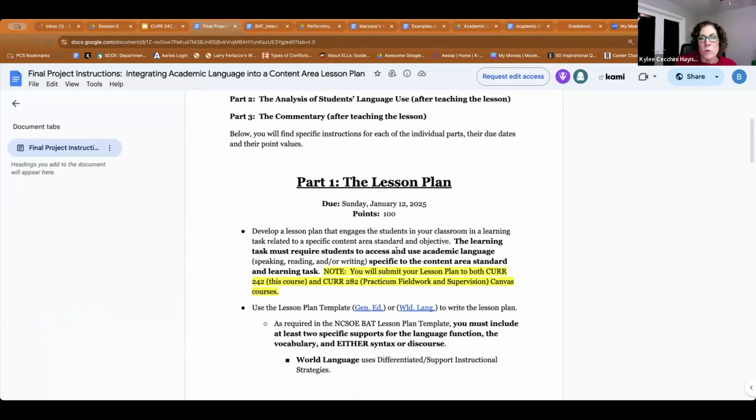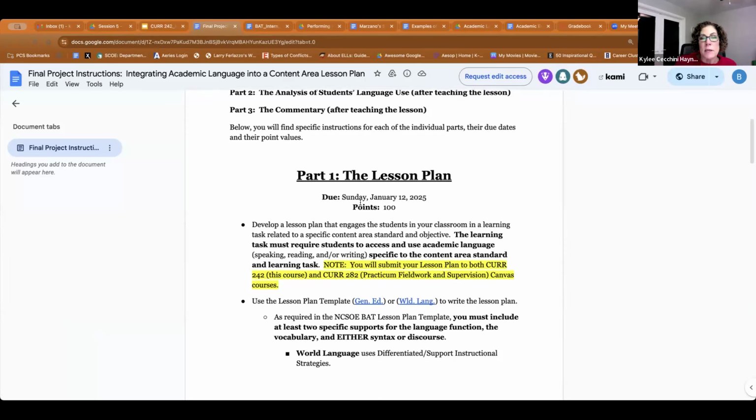So you're going to do a lesson plan. Now you are going to submit your lesson plan both to this class 242, and you'll see that it's in Canvas for you to submit your lesson plan, and into curriculum 282, to your practicum, fieldwork, and supervision Canvas course. There's a place in there for you to submit that. And it needs to be in by Sunday the 12th.